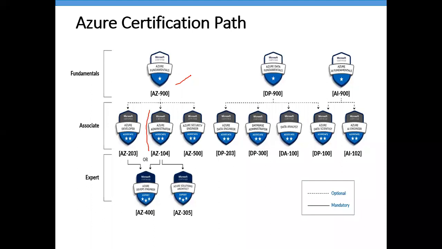Otherwise, go with 104. My company is asking me for both 900 and 104. So it means you can go with 900, then 104. Okay, like this also you can.